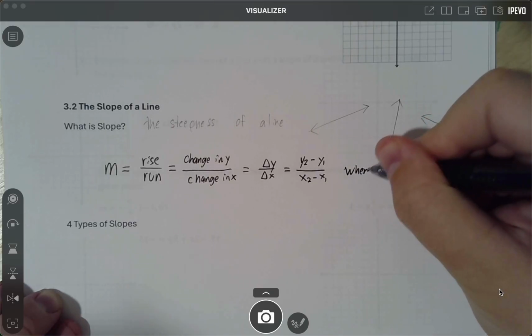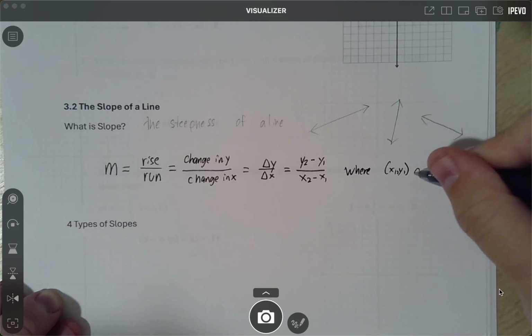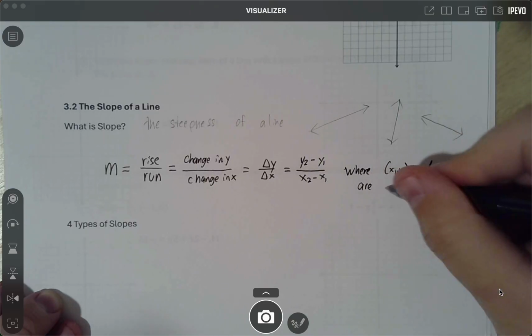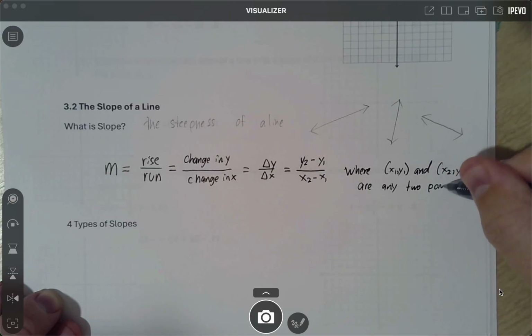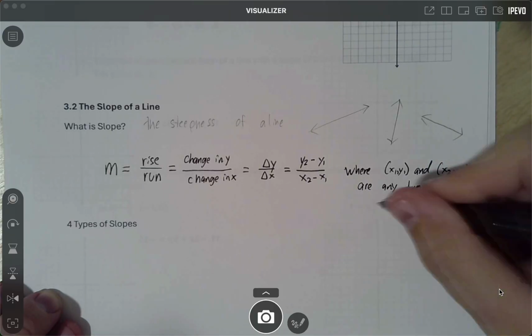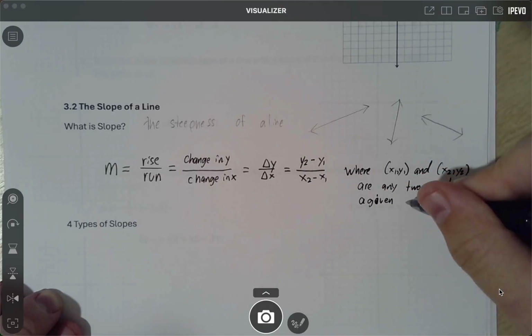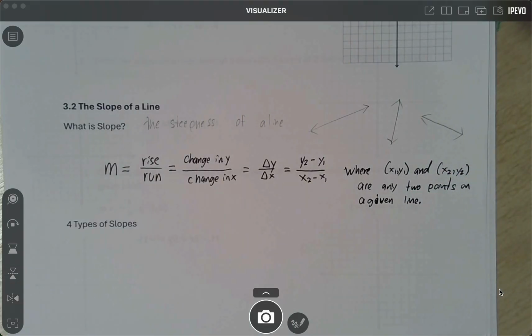And we could say where (x1, y1) and (x2, y2) are any 2 points on a given line. So as long as you can find 2 points, you can graph a line. We kind of saw that in 3.1. But also, if we have 2 points, we can determine the slope of any line.